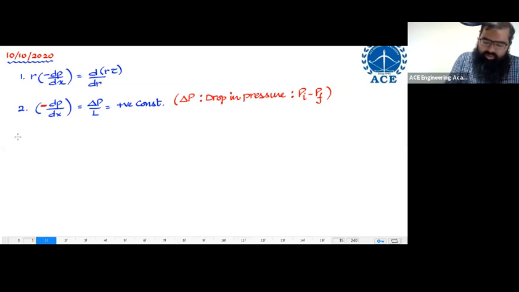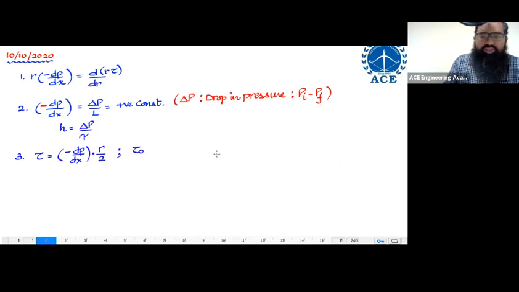Now coming to the third point. In this only we have one more thing mentioned. If you remember, the value of head loss is equal to delta P divided by gamma. The third point is the concept of shear stress. Shear stress is equal to minus dP upon dx multiplied by r by 2. Then you have wall shear stress represented by tau naught, which also happens to be the maximum shear stress. The value of this is minus dP upon dx multiplied by capital R by 2.